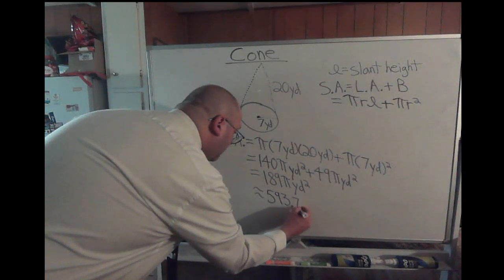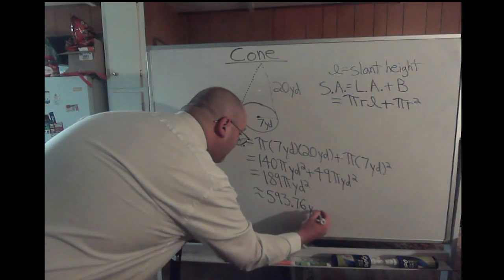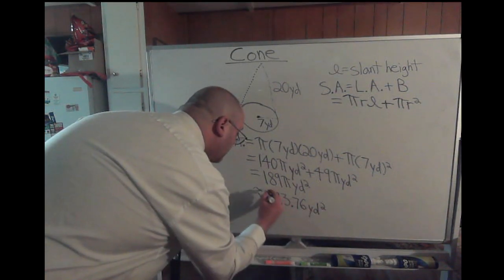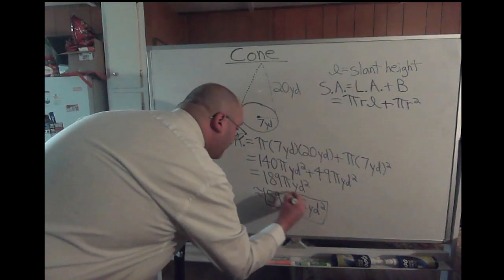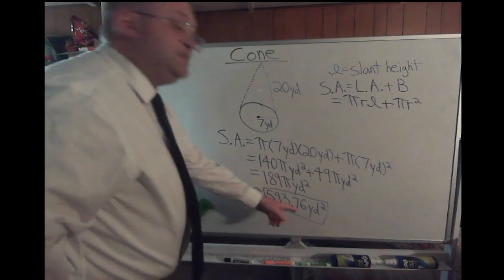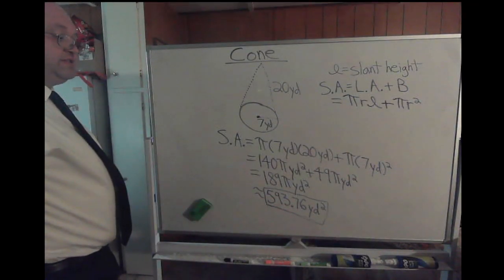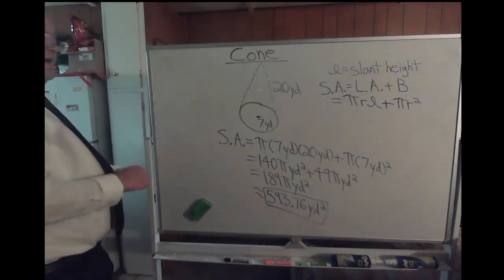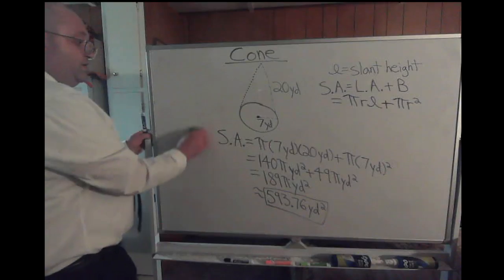Alright, here we go. So the surface area of this particular cone is going to be 593.76 square yards. And we'll do 2 more examples here.